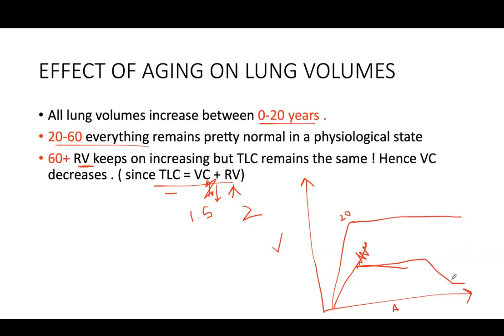And the reason it's going to decrease is because the residual volume is going to increase. So the residual volume is this one. It's going to plateau here, from 20 to 60 it's going to be normal, and then after 60 it's going to increase. So this is TLC, this is residual volume, and this is vital capacity. It's not actually this exaggerated. This is just to make you guys understand. The residual volume is normal until 60, and then it increases.